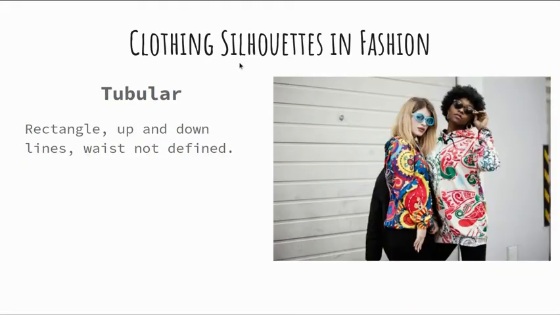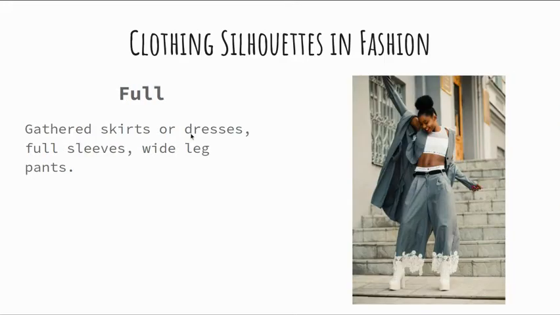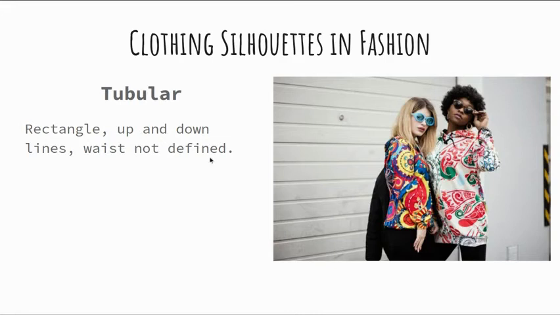The last one I'm going to look at is called tubular. That's rectangular, it's up and down. Really, what you're looking at is that your waist is not defined. So think of this more as your hoodies and your sweatshirts. They're a little different than the full, because with the full you can still have a defined waistline in there, but with your tubular, you don't, and that's the biggest difference.